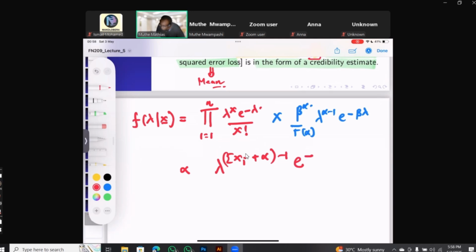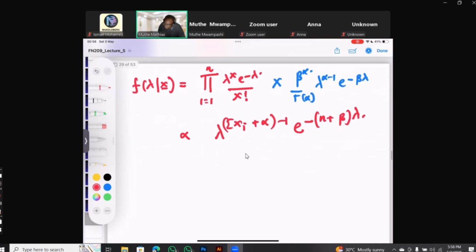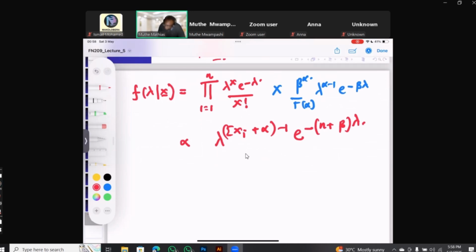So you have lambda here, so this will be lambda n. So we're going to remain with n, and then plus beta, and this is to the power lambda. So we can see that the posterior distribution in this case is actually a gamma distribution. So it's a gamma distribution.